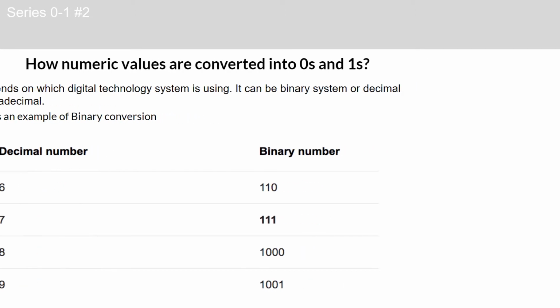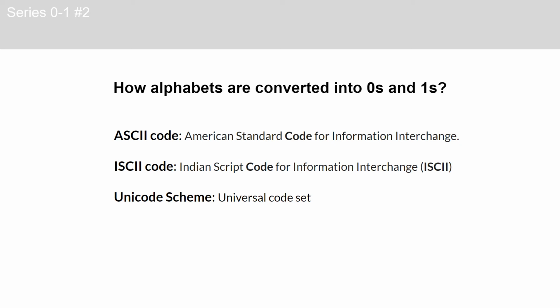Now here the question comes: how can strings and characters be converted to 0s and 1s? What today's technology uses is called a coding scheme, a code for each character. In a code, a unique number or value is assigned to each character. There are a few of them, like ASCII code, ISCII code or Unicode. Let's look at them one by one.